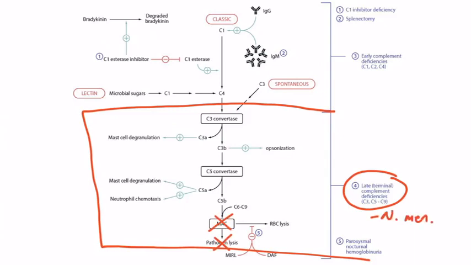Now, the reason they don't get Strep pneumo or H. flu type B infections is not perfectly clear. So I'm going to stress this again. The main clinical outcome of late complement deficiencies is infections with Neisseria meningitidis.